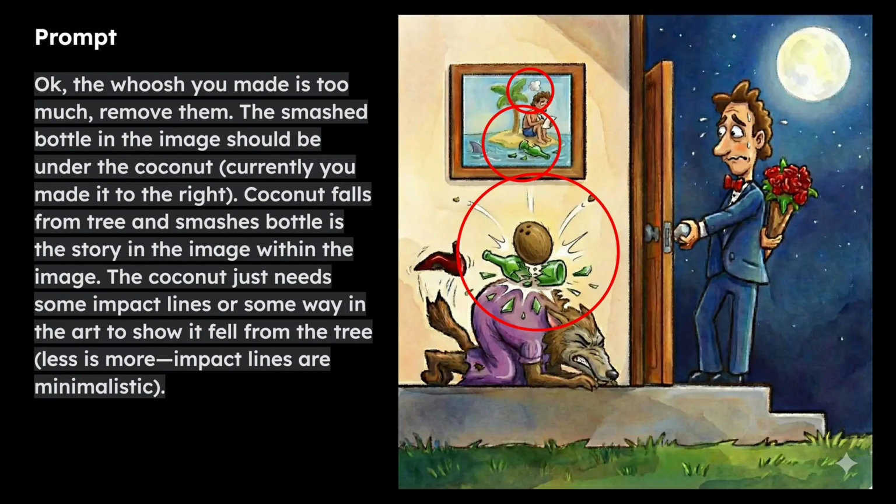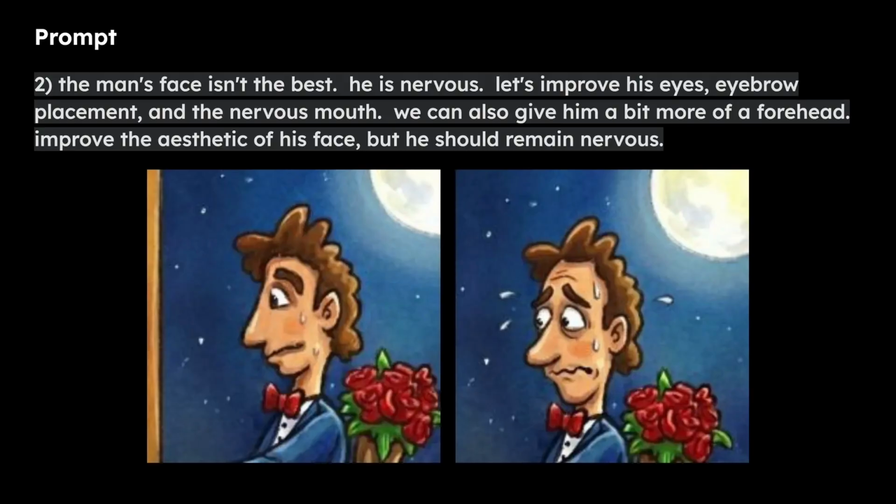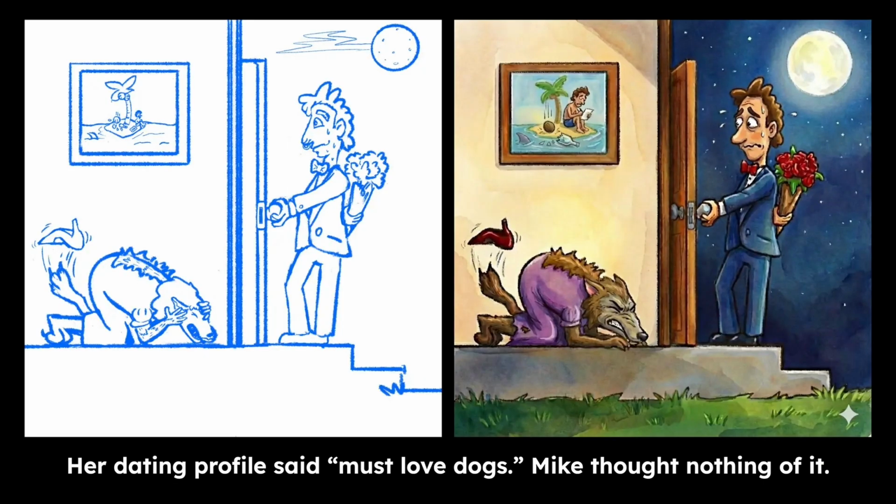As you can see, the model has trouble understanding smaller details and specific parts of the image. Edits is still difficult for image models. However, Nano Banana handled face expressions well. For the man's nervous look, I think it's probably trained on a lot of faces. I would say this is definitely an improvement on what I gave it. The bottle's still a little off. This is where you might want to use post-processing, like some Adobe tool, Photoshop, or if you like open source like me, you can use GIMP to move that.